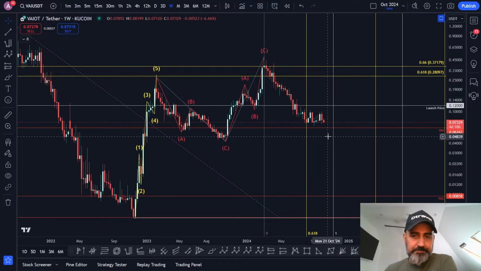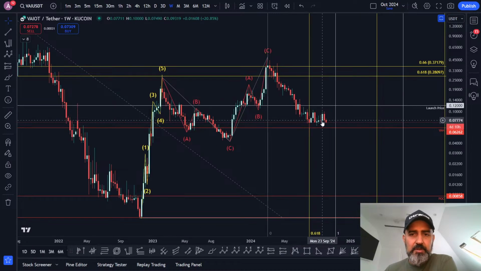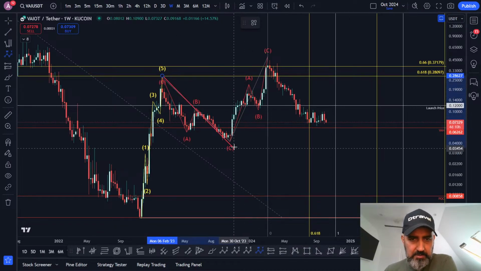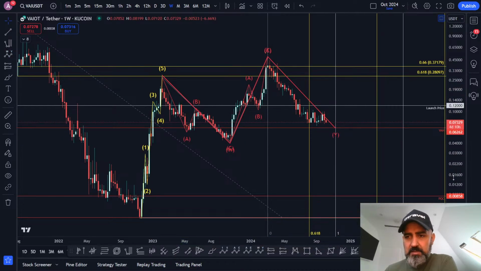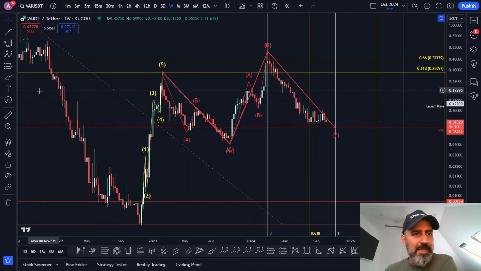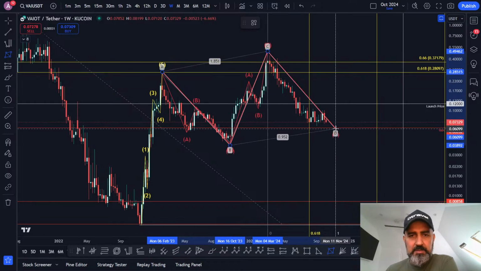But there is a 1-to-1 on this corrective move, which would be a WXY. Kind of there, I think. That would make sense. And effectively what you're looking at is this ABCD pattern here, isn't it? That's what you're looking at.